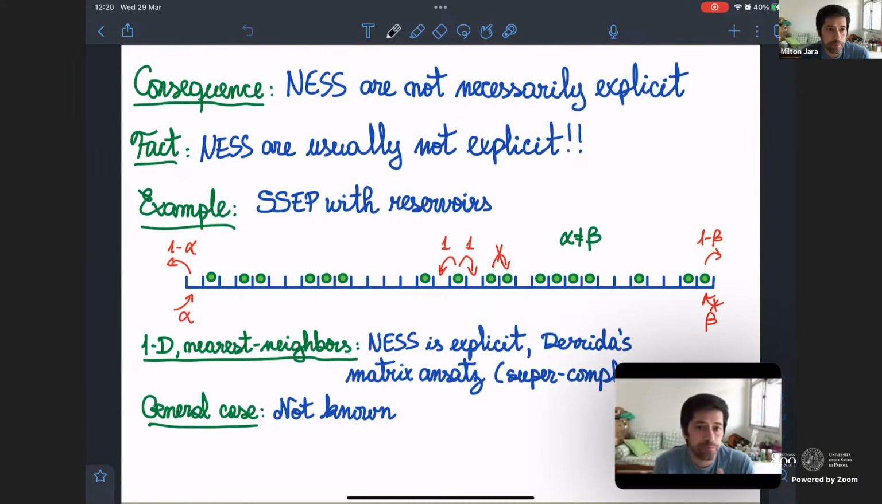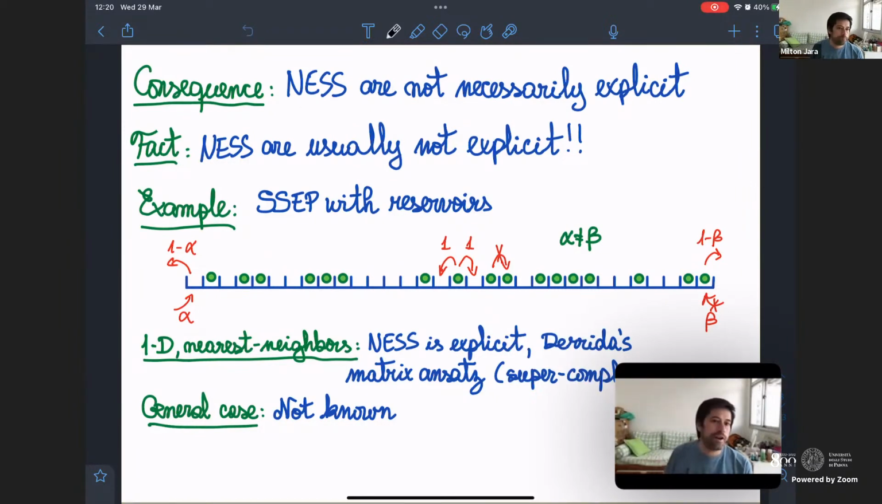And so the consequence of that theorem is that non-equilibrium stationary states are not necessarily explicitly known. But that doesn't mean that they are never explicitly known. It might very well happen that for most interesting systems, you can actually find the non-equilibrium stationary states. But the general fact is that that's not the case.